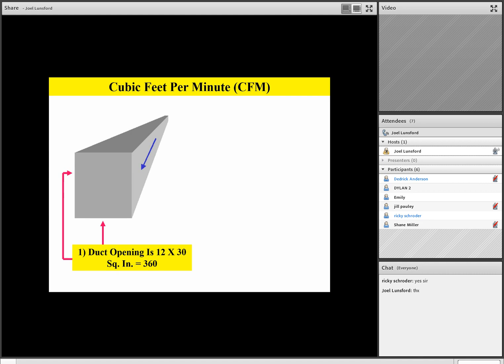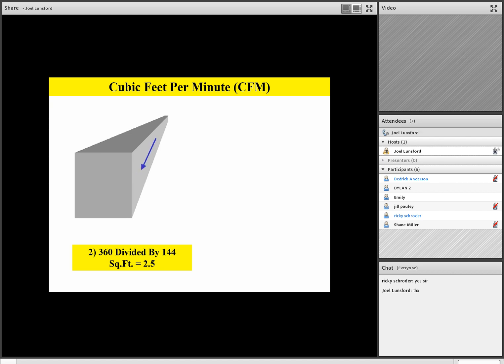and that's going to give us the square foot opening, or the square foot cross section of this particular duct in our example. So we take 360 divided by 144, and you should come up with 2.5 square feet. So 2.5 square feet is the actual cross section of that duct opening, or the cross section of that duct where air is moving through it, 2.5 square feet.